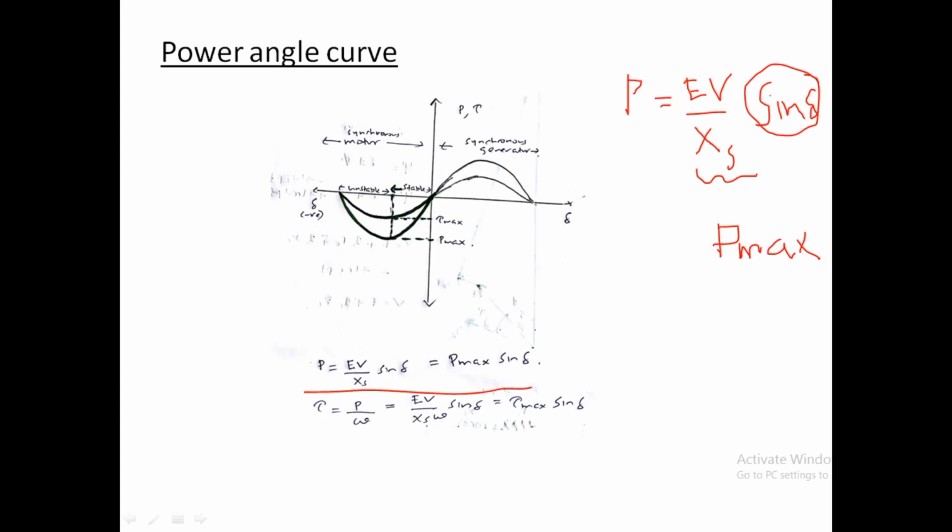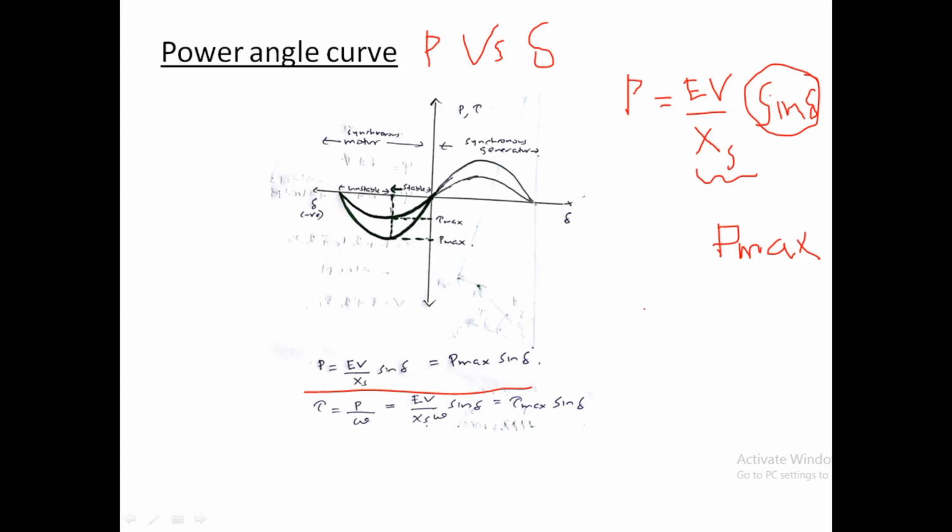Now this relation between P versus delta is always sinusoidal. So what is the power angle curve? The relation between P and delta is known as the power angle curve. It will be a sinusoidal curve. That means delta equal to 0 means P equal to 0. Delta equal to 90 means P is maximum. And when delta is 180, again it is 0.